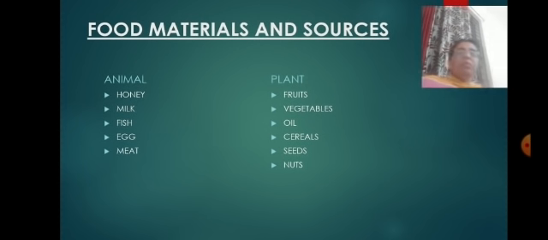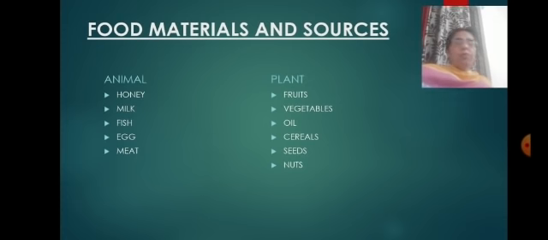And what do we get from the plants? Many things we get from the plants: fruit, vegetables, oils, cereals, seeds, nuts and other things too. So animals and plants are obvious sources of our food. Now, what are the obvious sources? Major part of our food comes from animals and plants. So animals and plants are obvious sources of our food.